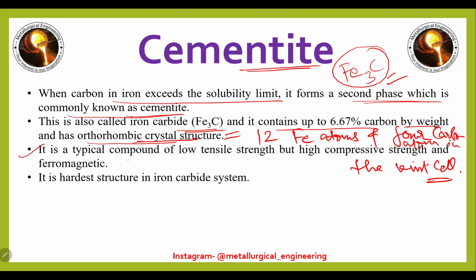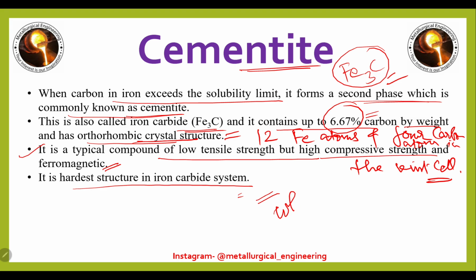And one more fact, it is a typical compound of low tensile strength but high compressive strength and is ferromagnetic in nature. It is the hardest structure in the iron carbide system. Fe3C has 6.67% of carbon by weight. We have already discussed this in our previous video, so you can watch there. In the iron carbon phase diagram, there is a cementite phase which is 6.67 weight percent of carbon. We have already proven this fact in our previous video. You can watch.